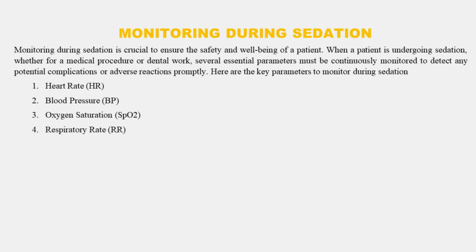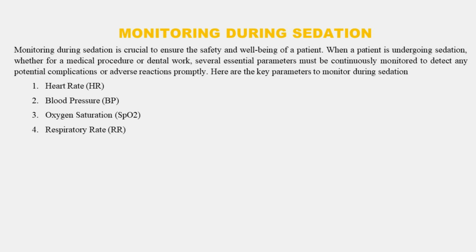1. Heart rate, HR. Heart rate measures the number of heartbeats per minute and is a vital parameter to monitor during sedation. It helps assess the patient's cardiovascular status and can detect signs of bradycardia, slow heart rate, or tachycardia, fast heart rate. Significant deviations from the baseline heart rate can indicate a potential issue or the need for adjustment in sedative medications.